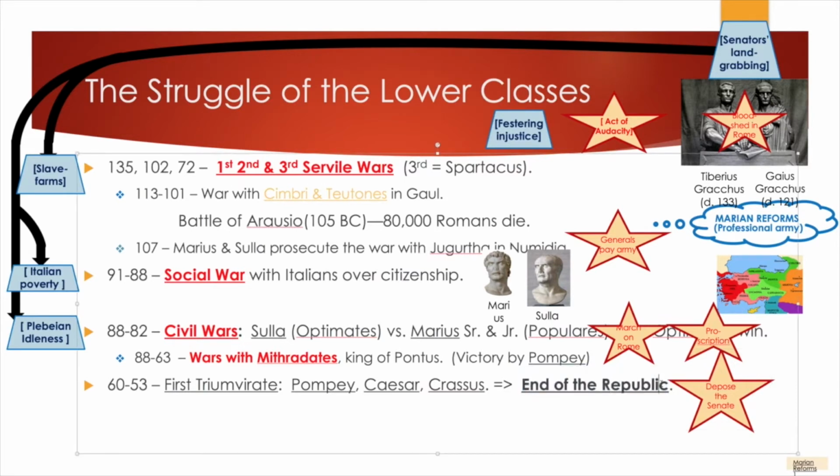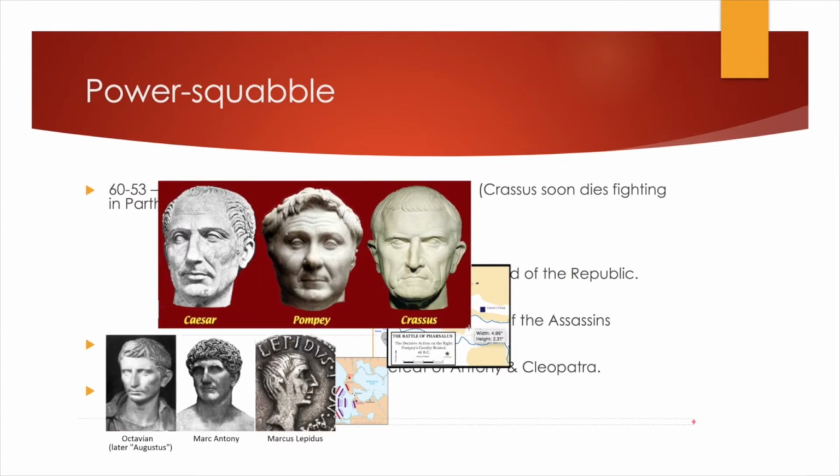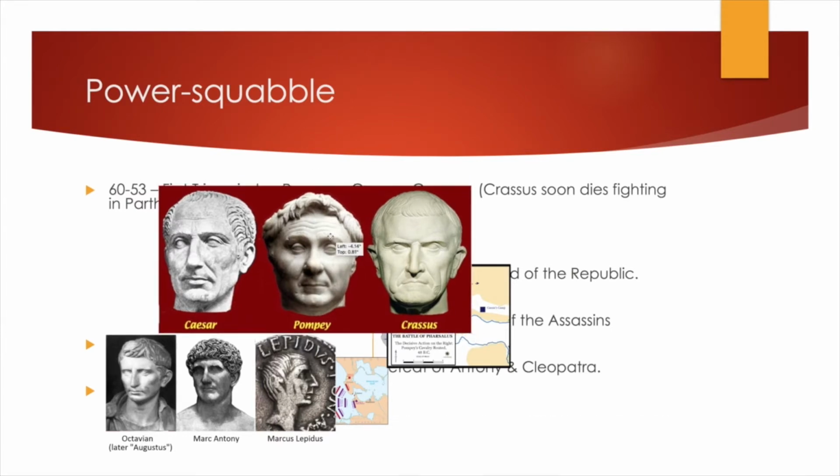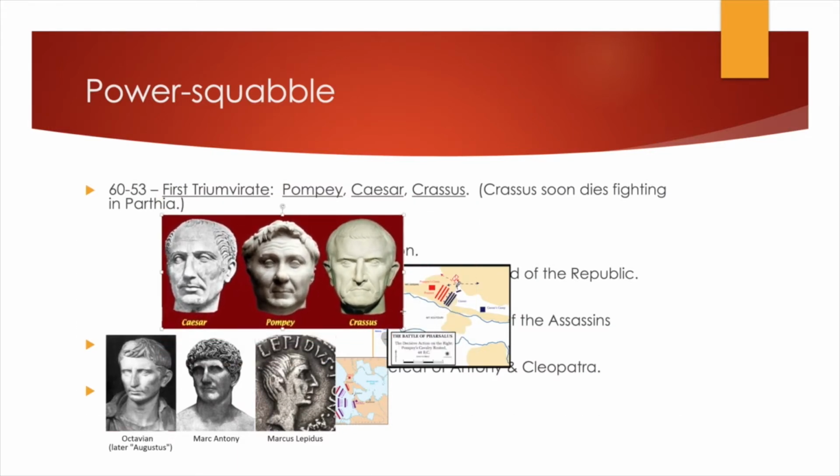No longer would public dialogue and deliberation be the deciding factor in Roman policy. Now it would be the cutthroat, personally biased decision of the Roman commander, whoever was in charge of the army. Thus entered on the next phase of Roman history, the power squabble. Because any time a house is divided against itself, it cannot stand.